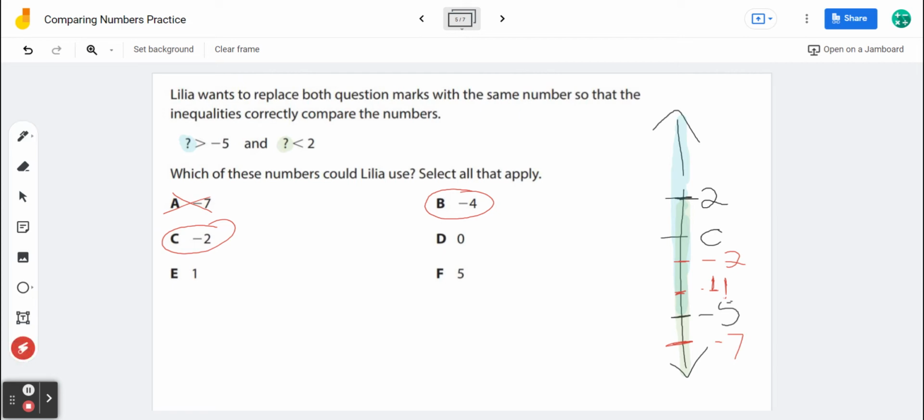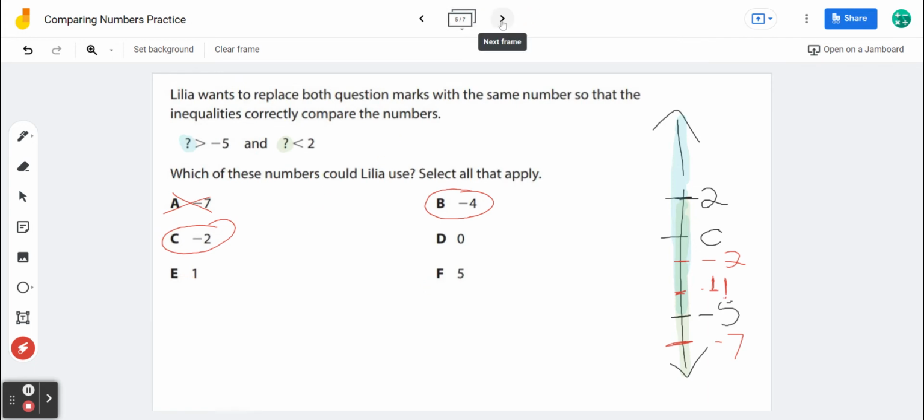There are 2 more answers. Which ones are they? D, E, or F? This is one of the problems I want to see. Like, who can get it? Because it says select all that apply. More than one answer. 2 more answers. So one of these does not work. D, E, or F. Which one does not work?